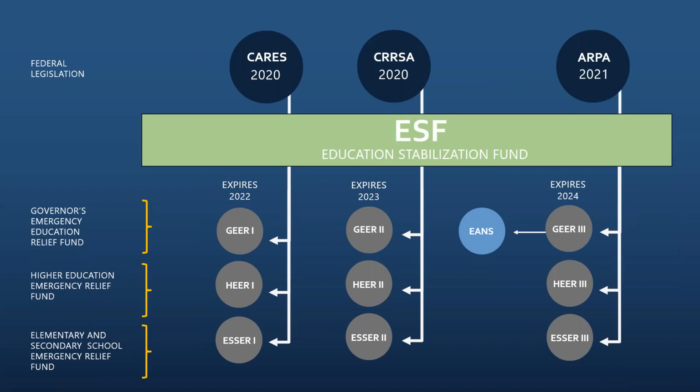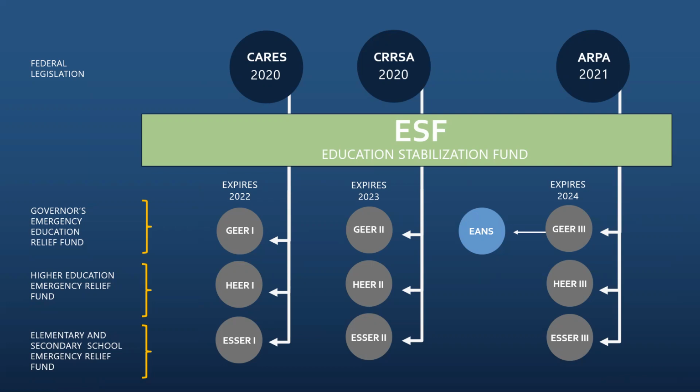After the COVID-19 pandemic was declared by the federal government, Congress passed three pieces of legislation that were meant to help K through 12 education. The first one, CARES, was passed in March of 2020. The next one, CRRSA, was passed in December of 2020. And the final, most recent piece is ARPA, which was passed in March of 2021. All three pieces of legislation fund the Education Stabilization Fund, which is administered by the Department of Education.